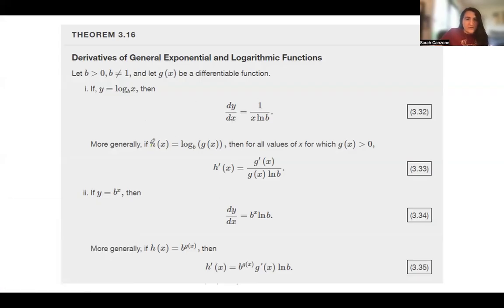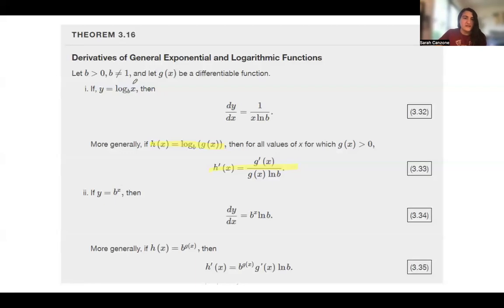So I'm going to skip over the general rule because the more complicated rule takes care of the general rule as well. So if you have h of x, which is some log base b of some function inside of that, again, g of x has to be positive just because this is a log, then your derivative has this form. So it's g prime of x over g of x times the natural log of b, which is your base.